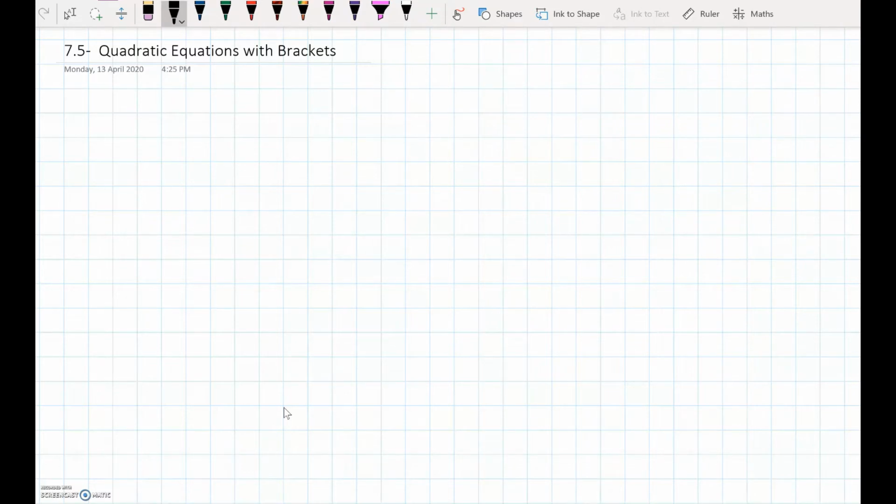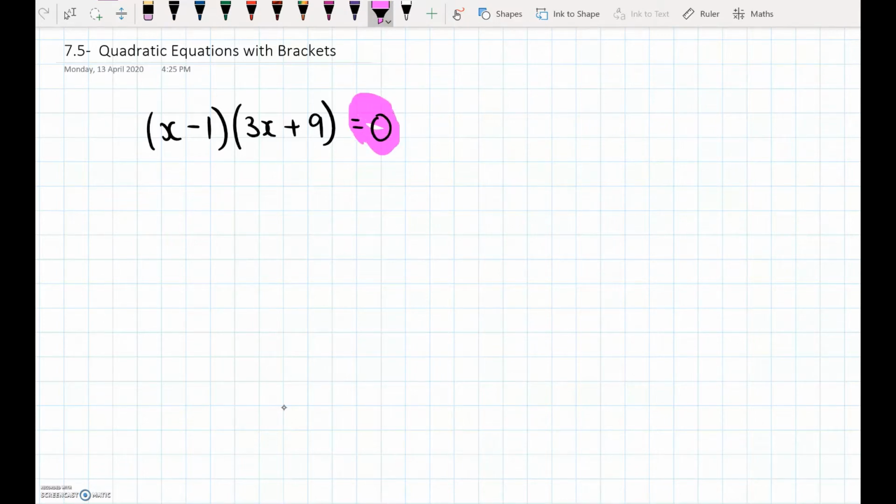Okay, so when we have quadratic equations that have brackets in them, for example, if I give you (x minus 1)(3x plus 9) equals 0, you should always check. If you see a situation like this, the first thing you always check is, is it equal to 0? If it's equal to 0, you don't need to worry about the right side, so great. Then you should always have a look: do we just have two brackets and nothing else, and are they multiplied together?